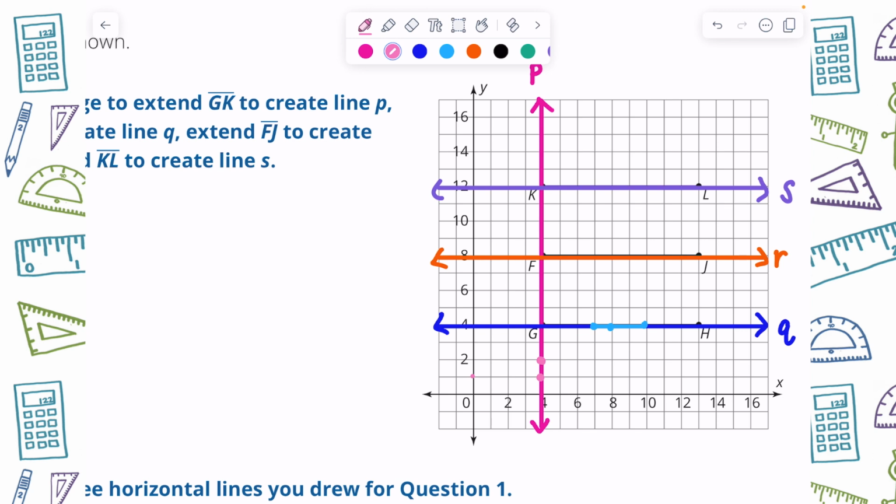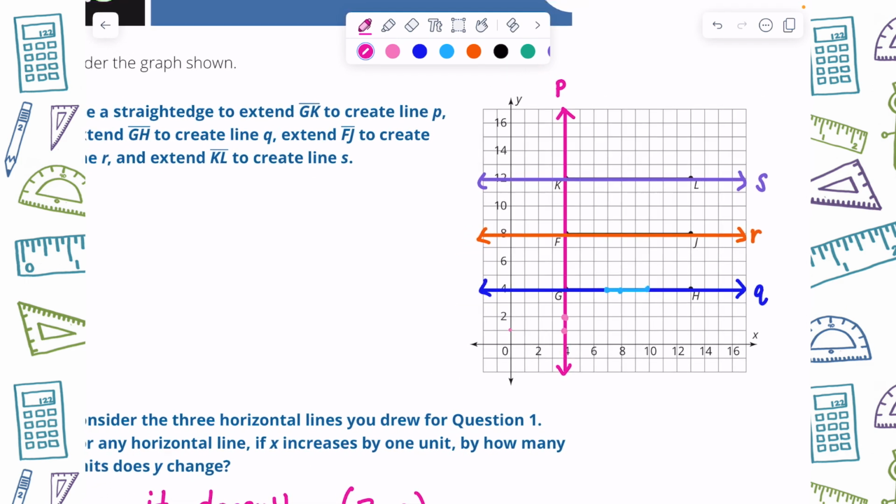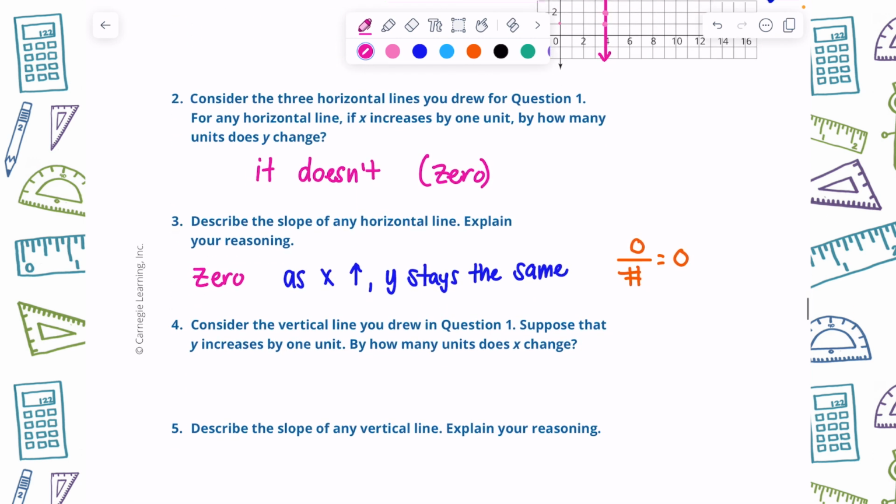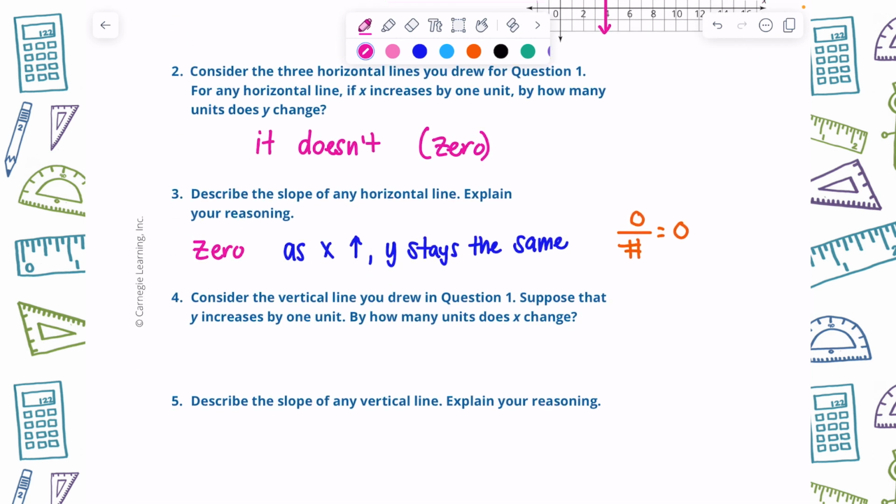Did x change? Hopefully you can see that x did not change. So if we increase the y value by 1, x stays the same, which means we're going to put that it doesn't change, it increases by 0.